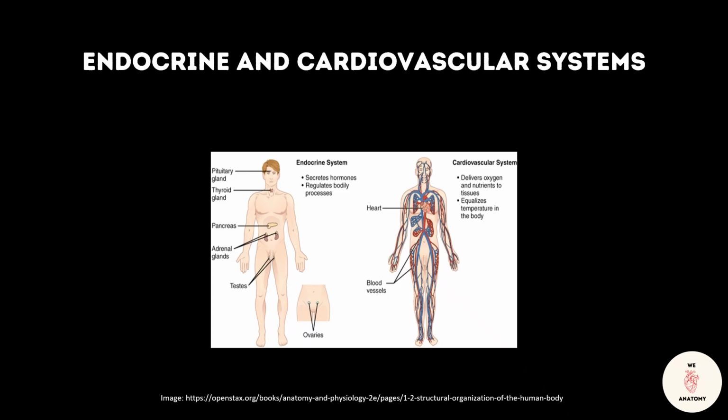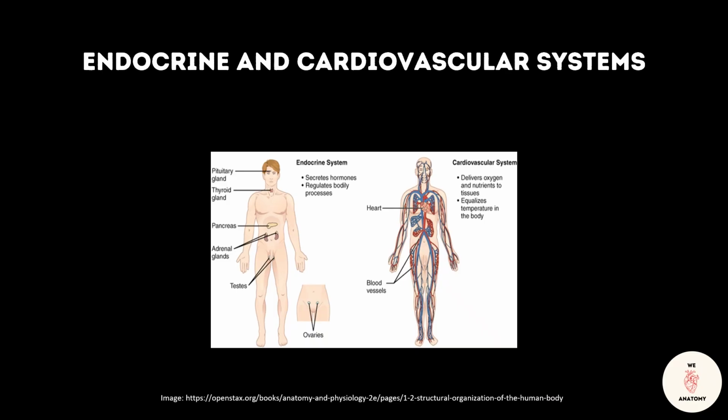On the left on this slide, you can see the endocrine system, which is composed of many very important glands in our bodies, including the pituitary gland, the thyroid, the pancreas, the adrenal glands, and the ovaries and testes. These glands secrete hormones that regulate many very important processes in our bodies, such as reproduction, metabolism, growth, and more.